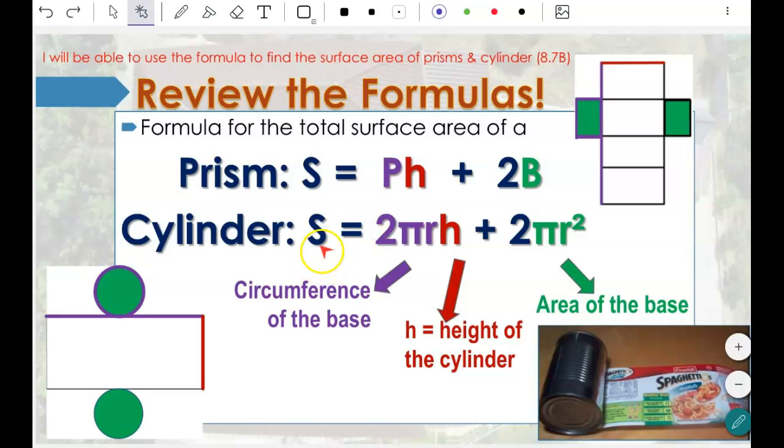So cylinder, here's a surface area. This is total surface area. Circumference of the base is 2 pi r, and that's the formula to find the circumference of a circle. You multiply that by the height, and then you do 2 times pi r squared. Pi r squared is the area of the circle, and that is the base of the cylinder.